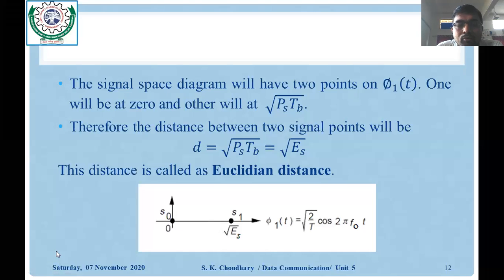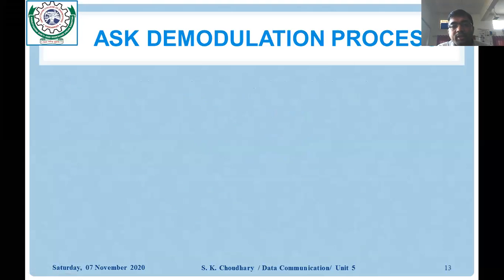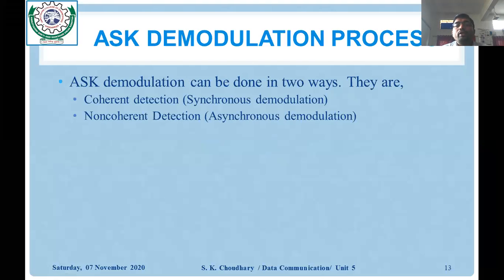Now we have to move to the receiving side, or demodulation process. When you come to the ASK demodulation process, you will find that ASK demodulation can be done in two ways. One is coherent detection, that is synchronous demodulation. Another one is non-coherent detection, that is asynchronous demodulation.